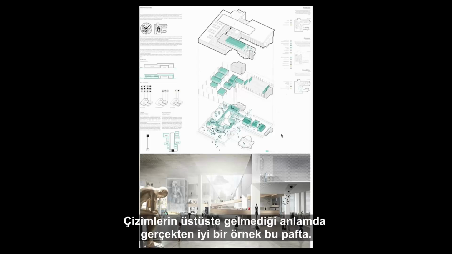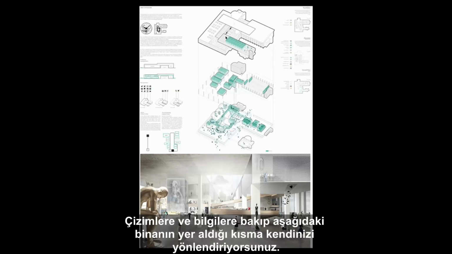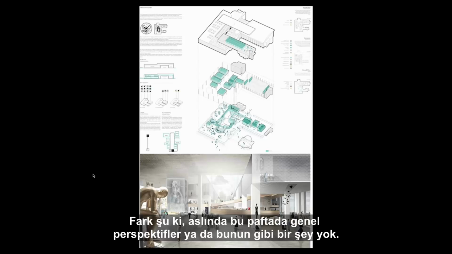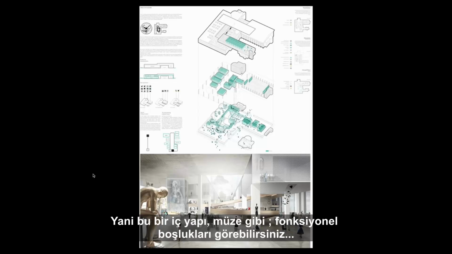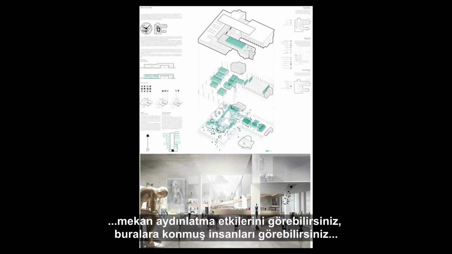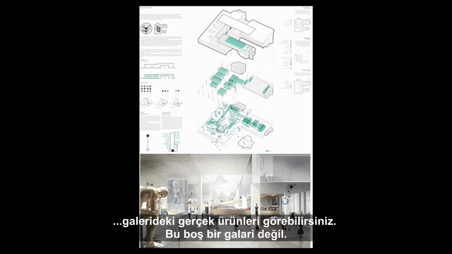So this is a very successful panel in the sense that the drawings do not overlap. It's very succinct. You look at this drawing to gather information, and then you look at the bottom to orientate yourself within the building itself. Note that it doesn't actually have any external perspectives or anything like that. So this is a very internal building. You can see it's a museum. You can see what the function of the space is. You can see the lighting conditions of the space. You can see that there's people that have been introduced. You can see there's actual items in the gallery. It's not an empty gallery.